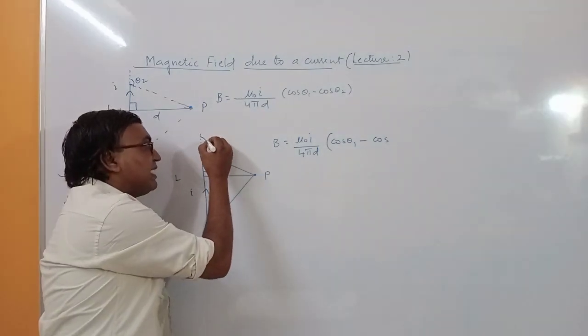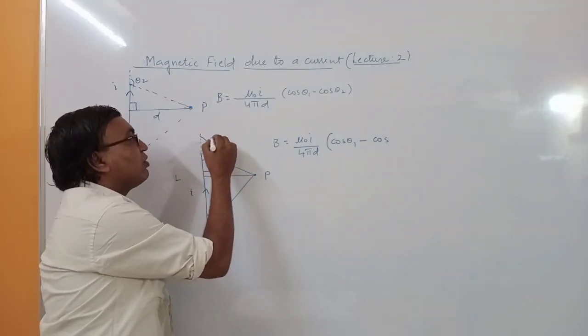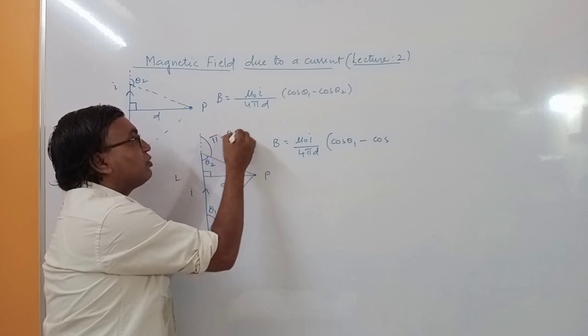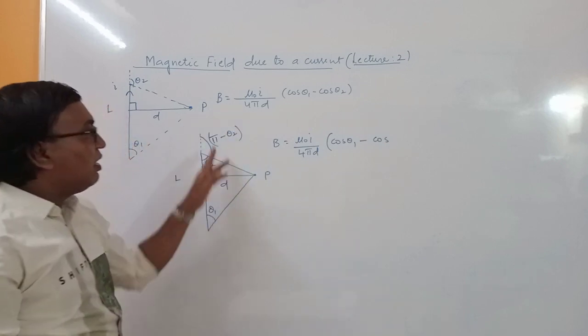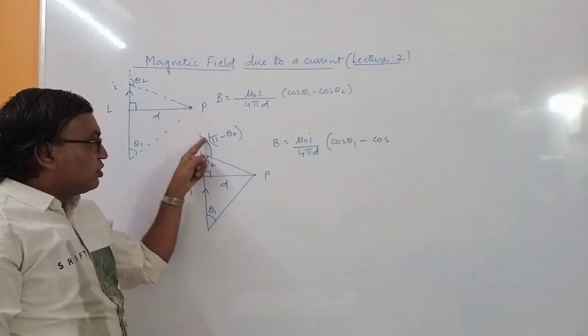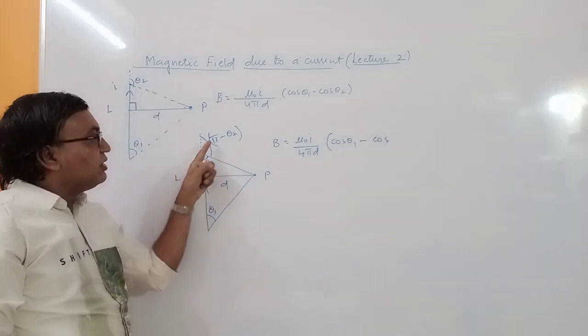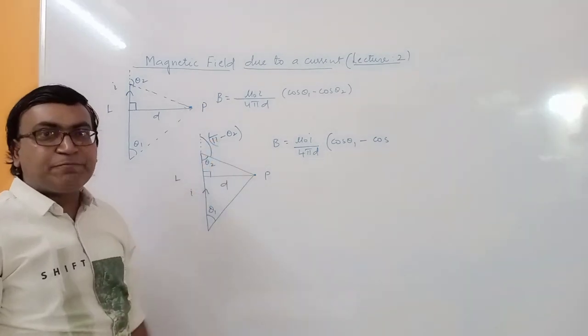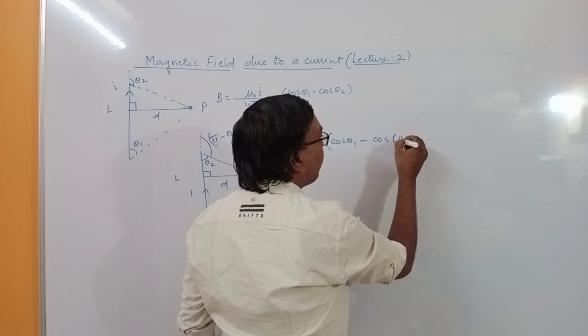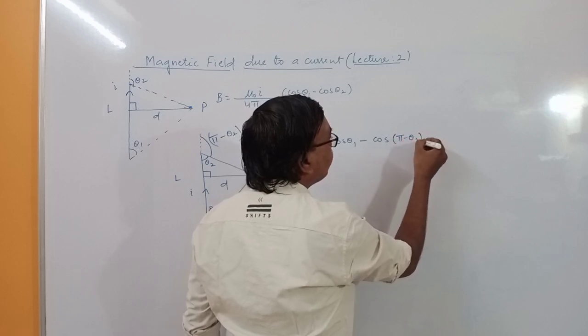So if we take this angle, how much will this angle be? This angle is pi minus theta 2, that is 180 degrees minus theta 2. So this is a linear pair. This complete angle is 180 degrees, so this angle will be 180 minus theta 2. So we'll use this equation with pi minus theta 2.